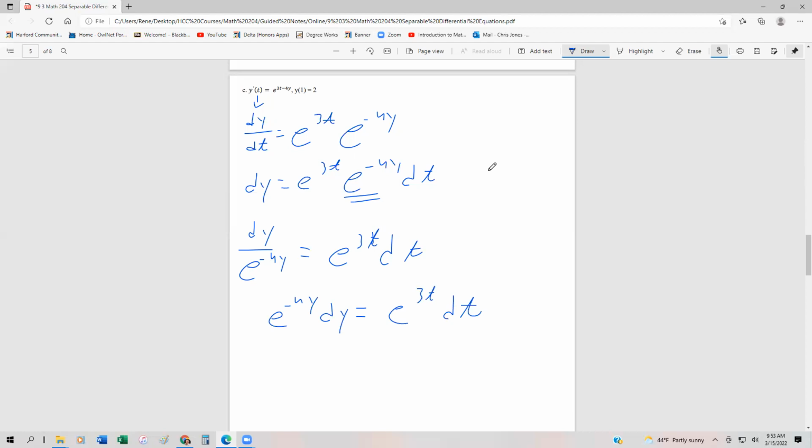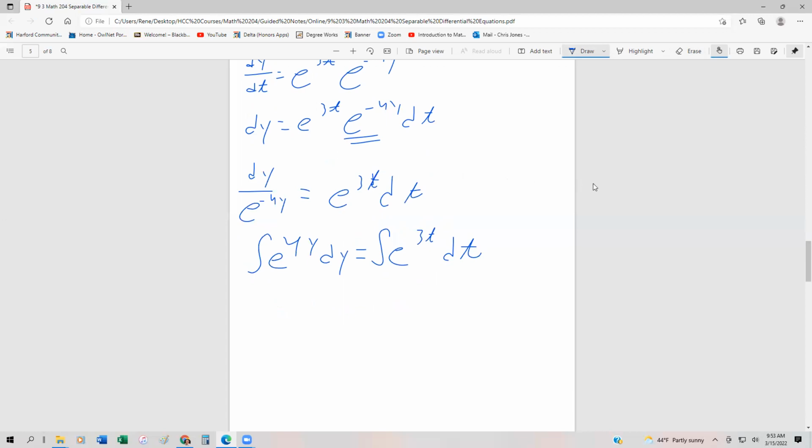That's positive 4y, excuse me. And notice now that it's completely separated. Now that we have all of the y terms on the left side and all of the t terms on the right side, I'm going to integrate. We're going to use the reverse of the chain rule for this. So instead of multiplying by 4, as if we were finding the derivative, we would find the antiderivative. So this is going to be 1/4 e to the 4y. On the right-hand side, 1/3 e to the 3t plus c.